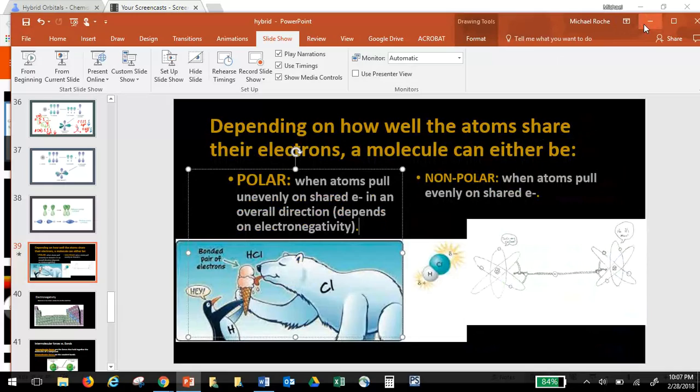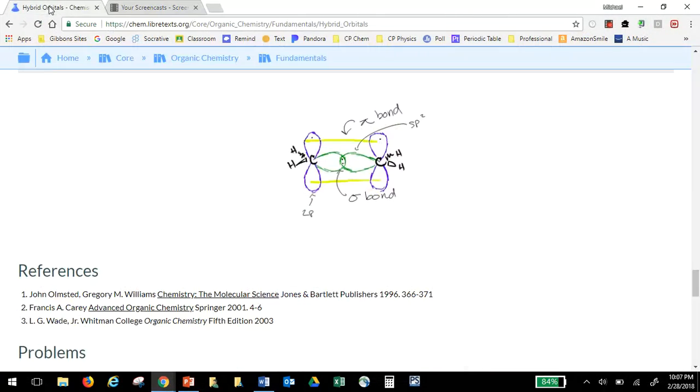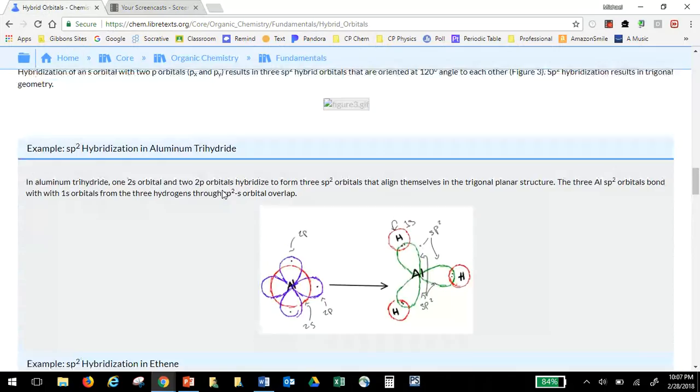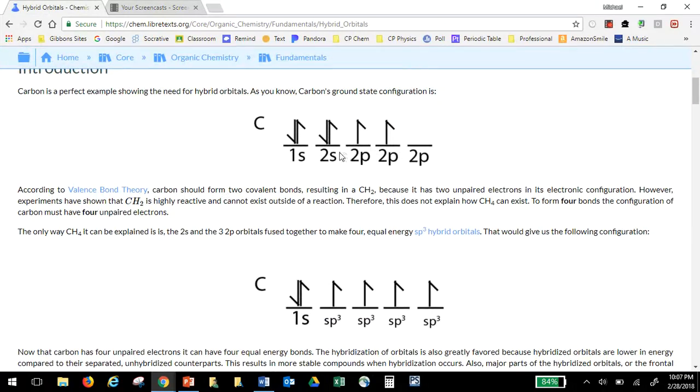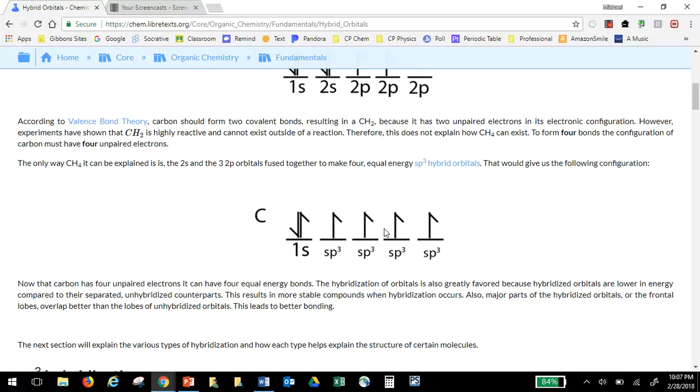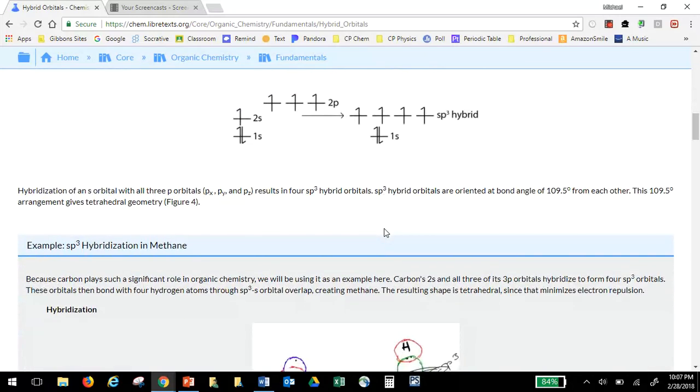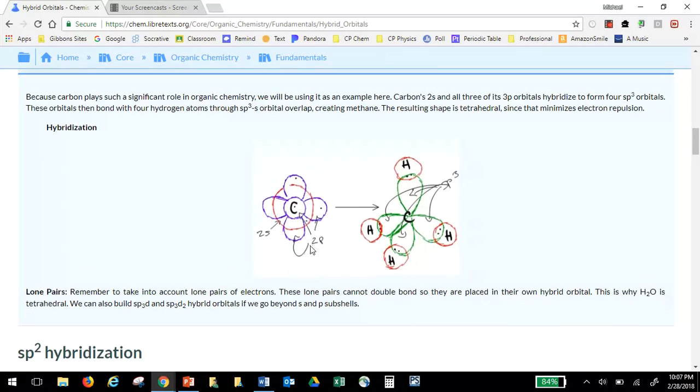And so the other thing, if you want to look at this, you can look at this web page here, which sort of does more of what I just showed you, how the carbon having 2 in the s and 2 in the p wants to formulate those into equal energy ones. And they try to draw some shapes just as ugly as mine were.